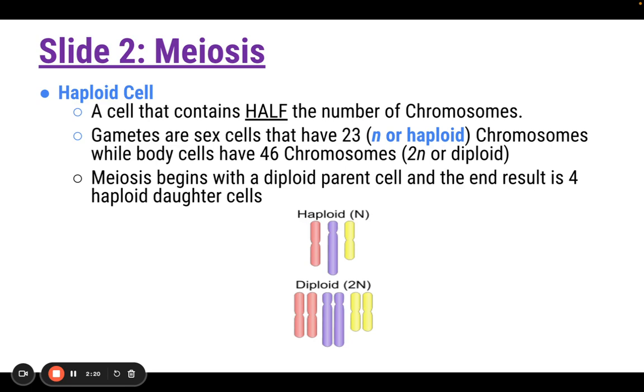Haploid cells are cells that contain half the number of chromosomes. Gametes are sex cells that have 23 chromosomes. We call it a haploid cell based on its number of chromosomes, and meiosis begins with a diploid parent cell, but the end result is going to be 4 haploid daughter cells. So let's walk through the process and how it occurs.